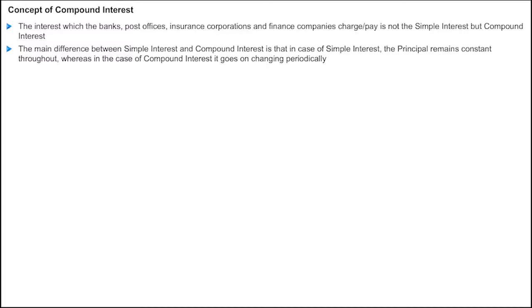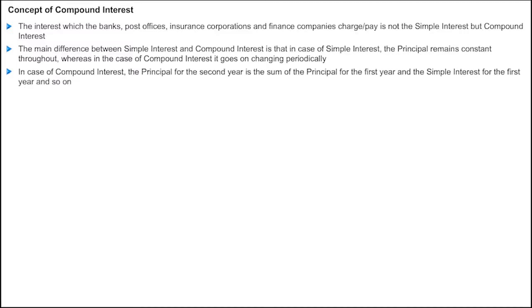That means if my principal is 100 rupees and the rate of interest is 6% per annum, what will be the interest for 1 year? P is 100, N is 1, R is 6 upon 100. The interest will be 6 rupees. So for the next year, for the second year, what will be the principal? 100 plus 6, that is 106, will become the principal for the second year. That means in case of compound interest, the principal goes on changing periodically. So, the principal for the second year will be the sum of the principal for the first year and the simple interest for the first year, and so on.